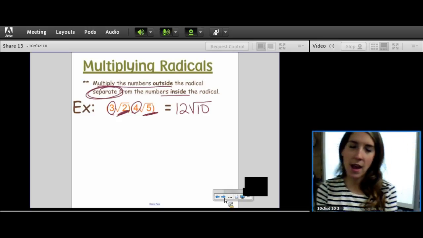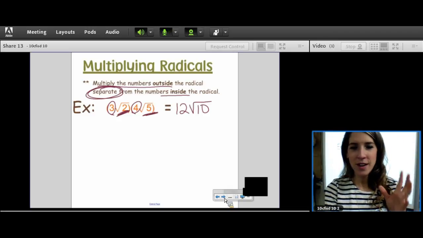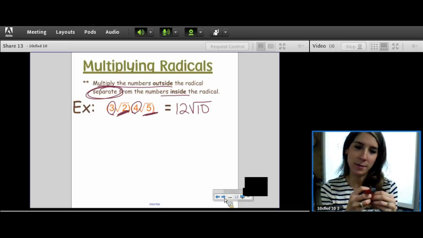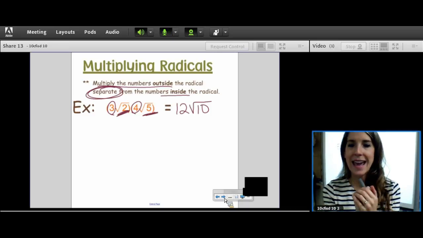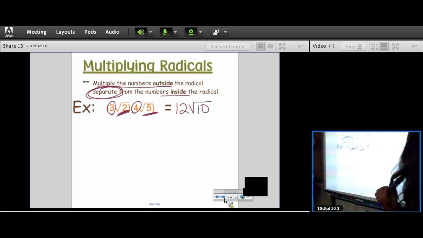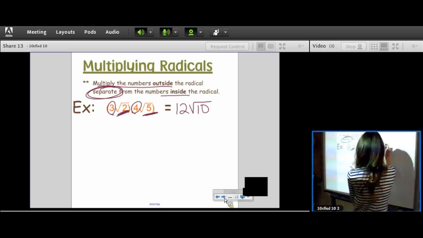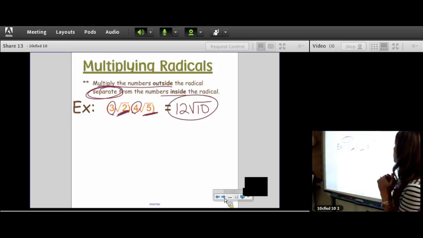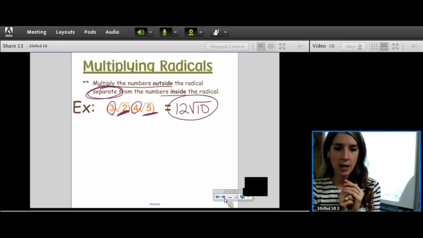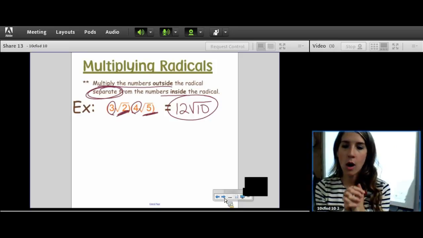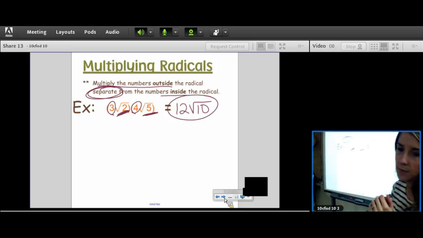So my analogy wasn't foolproof because the x and the y, we really couldn't put them together. But in this one, we can multiply them. So my analogy was not perfect. And that's our final answer. That's it. 12 root 10 is the simplified answer. You are allowed to. You do the numbers on the outside separate from the numbers on the inside.